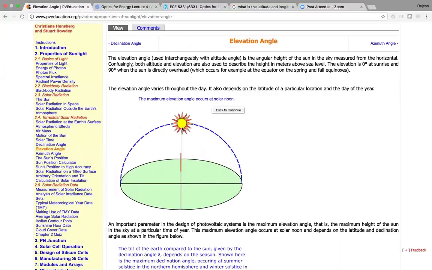It goes all the way to the top, and this is referred to as solar noon, which is when the sun is as high as possible in the sky. Of course, that changes with the time of the year, whether it's summer or winter. We won't worry too much about that for the purpose of this class. And again, that's the angle, referred to as elevation. The elevation, also referred to as altitude angle, is the angular height of the sun in the sky measured from the horizontal plane.